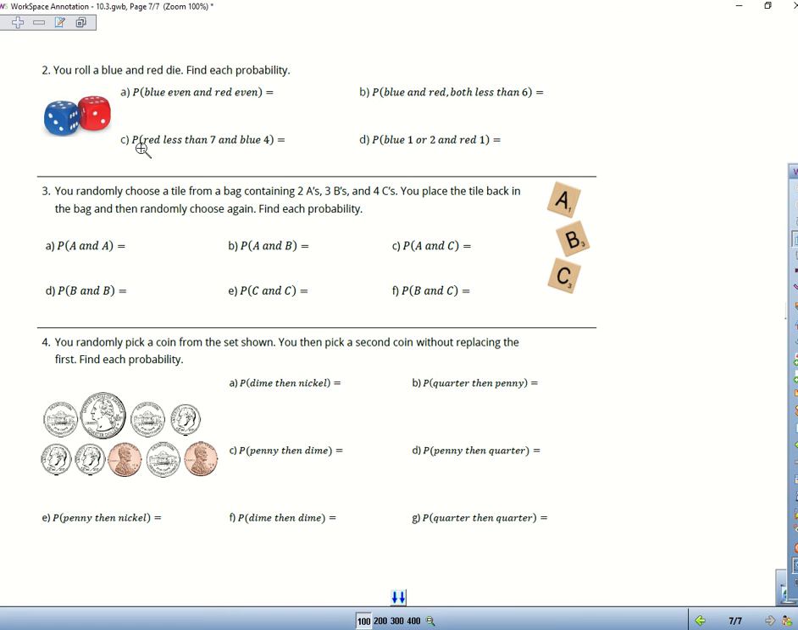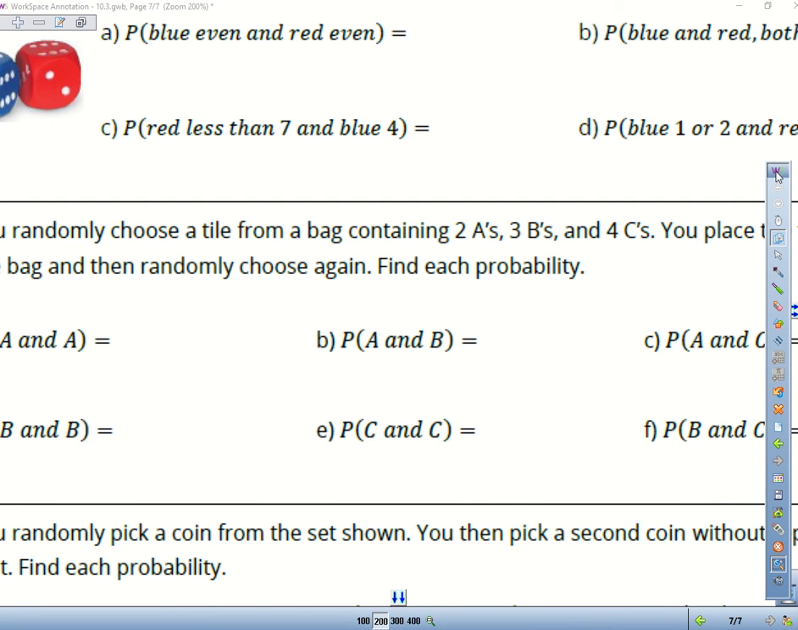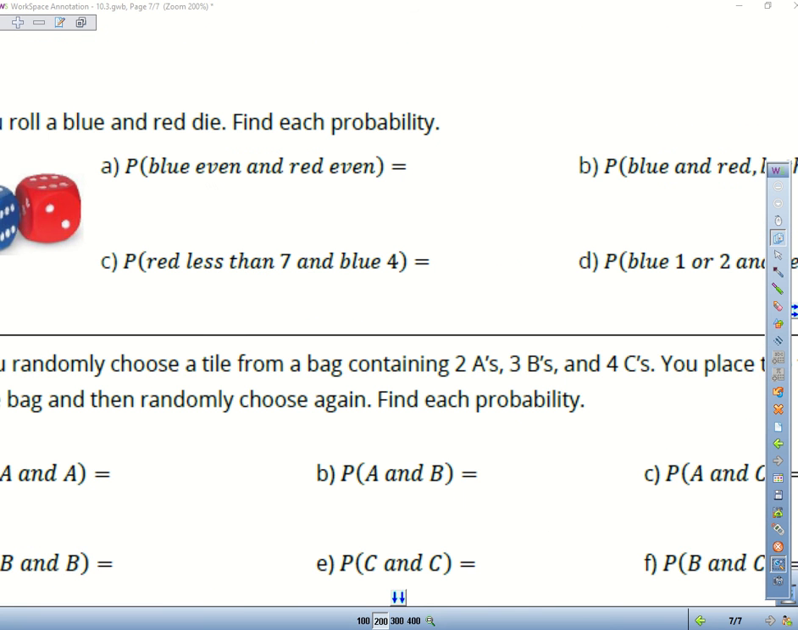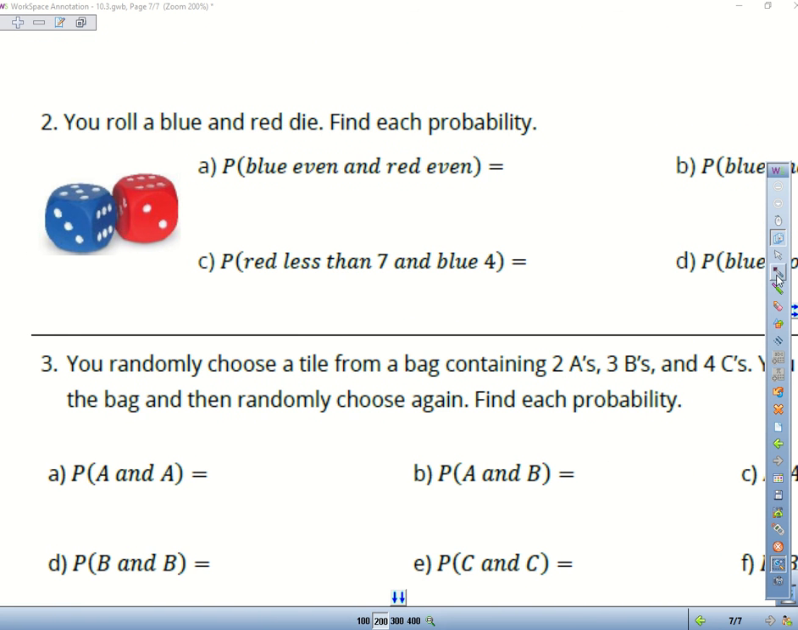So I want to talk a little bit about the "and," because we didn't do too many "and" examples in the notes, so I just want to mention it. You roll a blue die and a red die, find each probability. So we want a blue even and a red even. "And" is more of a selection process, right? Because I need both things to happen at the same time, simultaneously. It's not like I'm saying this or this. So that's going to be a smaller chance. So we actually use multiplication in that case.